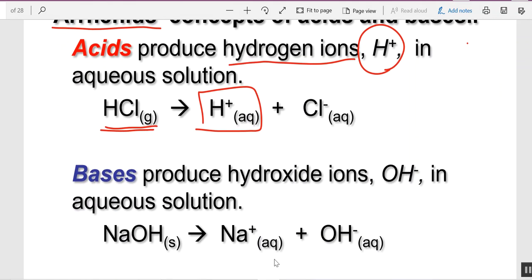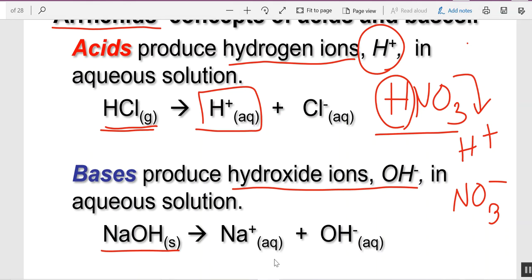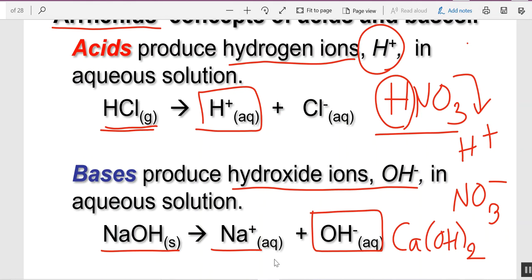Another one is something like nitric acid, because nitric acid has this H plus. It can produce H plus and then nitrate ion. So HNO3 is an Arrhenius acid. What about an Arrhenius base? An Arrhenius base is any compound that can produce hydroxide ion. For example, sodium hydroxide produces sodium ion and the hydroxide ion. Another one is calcium hydroxide. This is also an Arrhenius base.